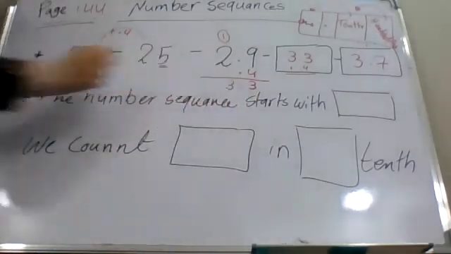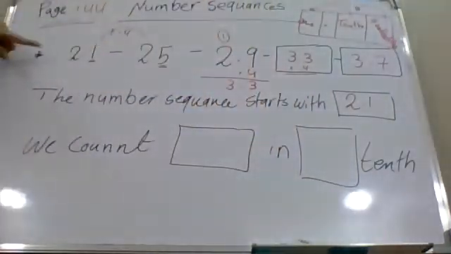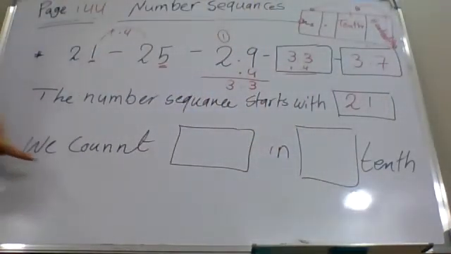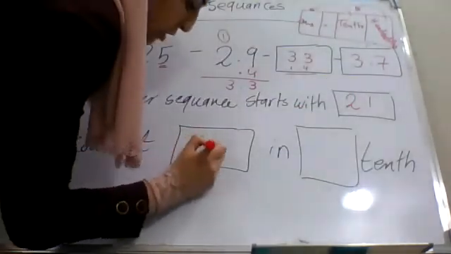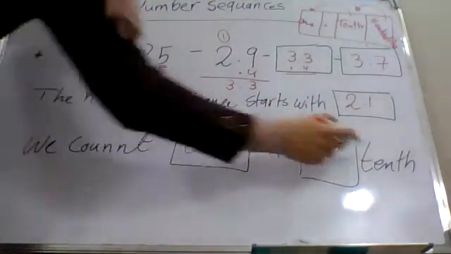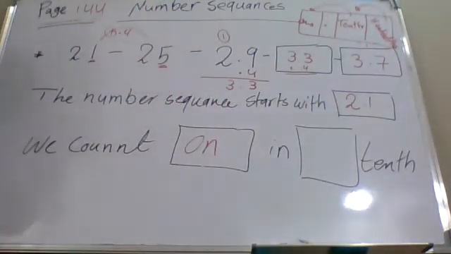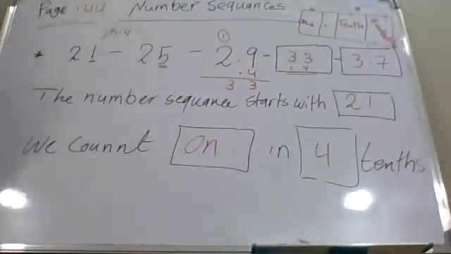The number sequence starts with which number? It's 2.1. That was the first number that we started our number sequence with. Okay, are we counting on, or are we counting back? We are counting on because we are adding. As you see, we have the addition sign, okay? We count on in the tenths, 4 tenths. Each time we are adding 4 tenths, okay?